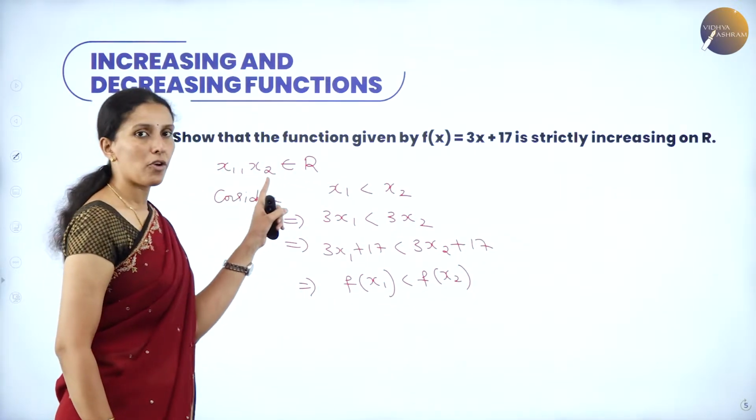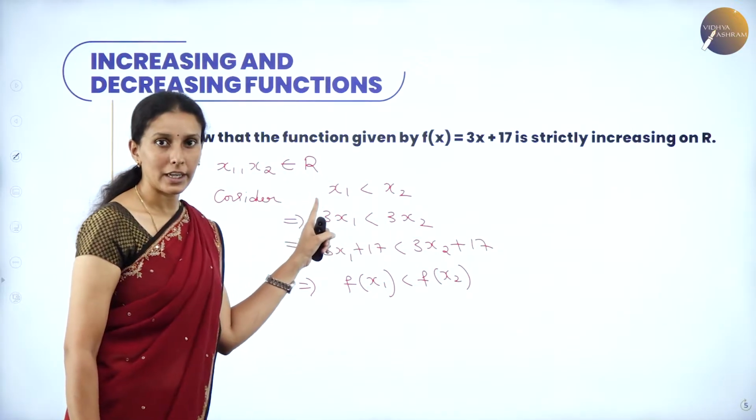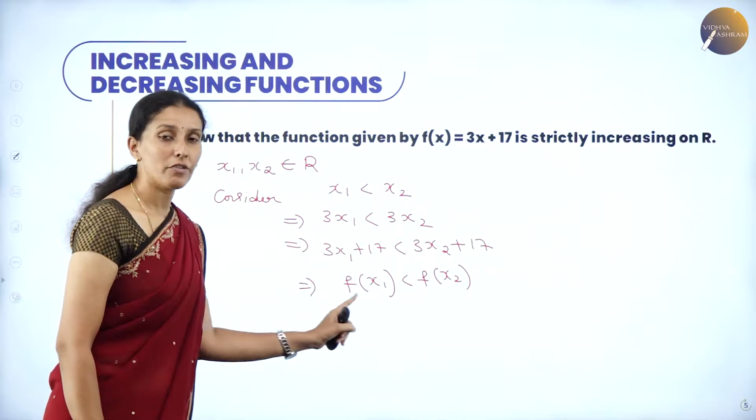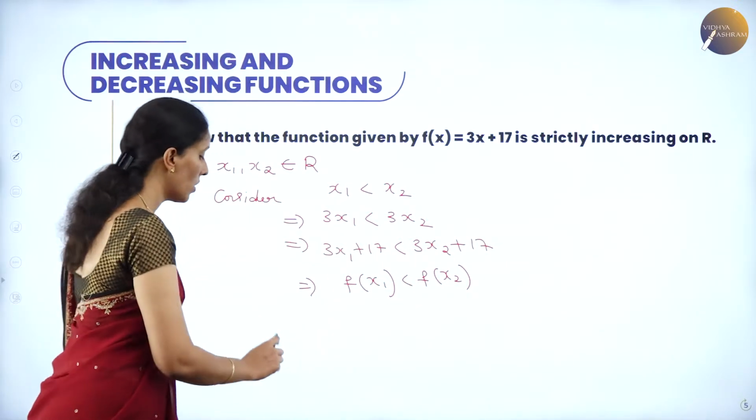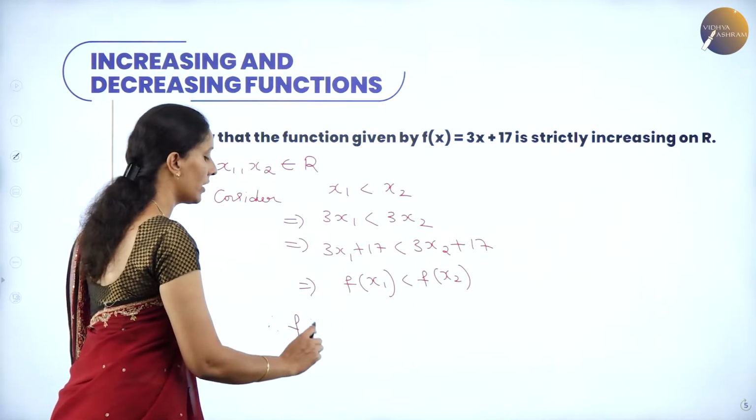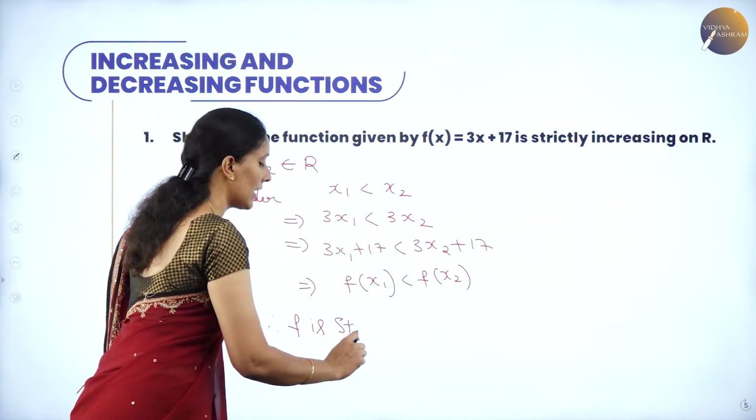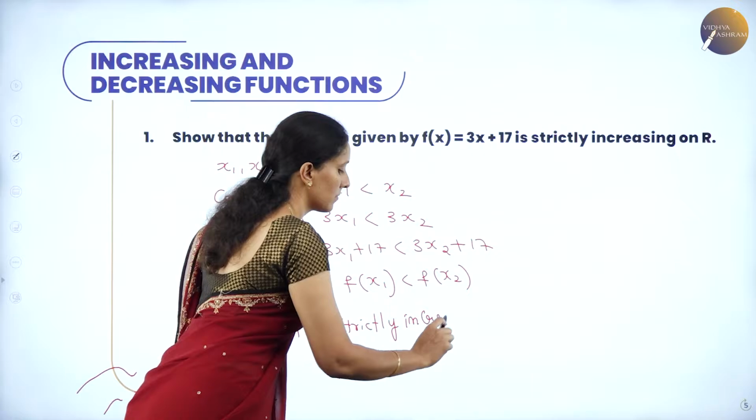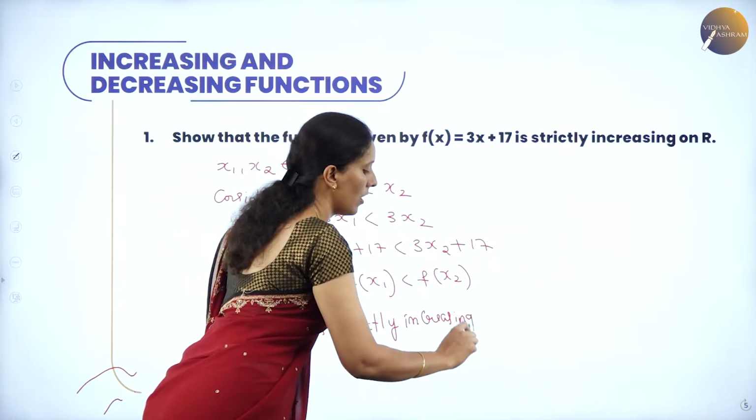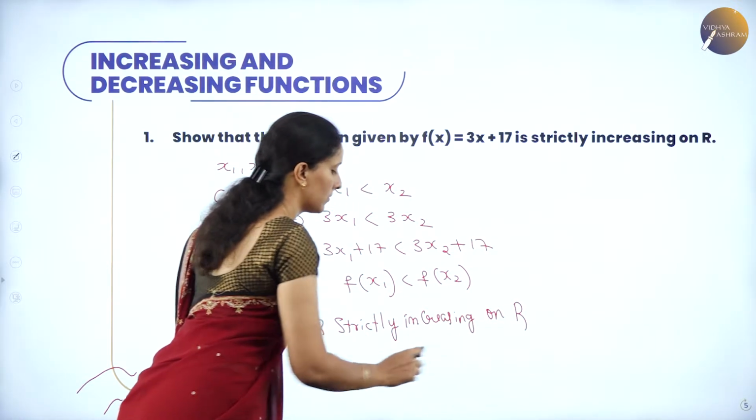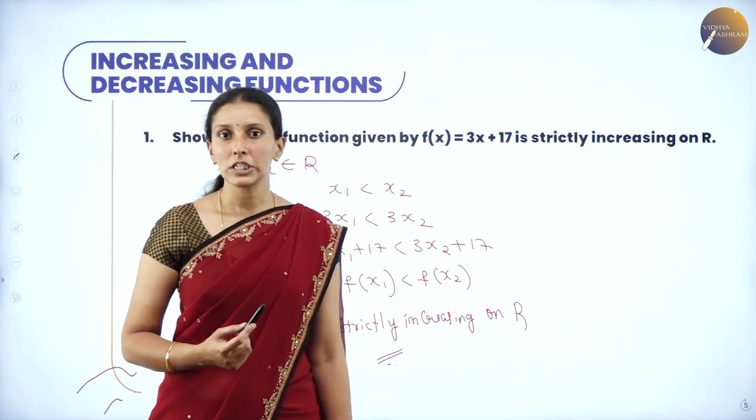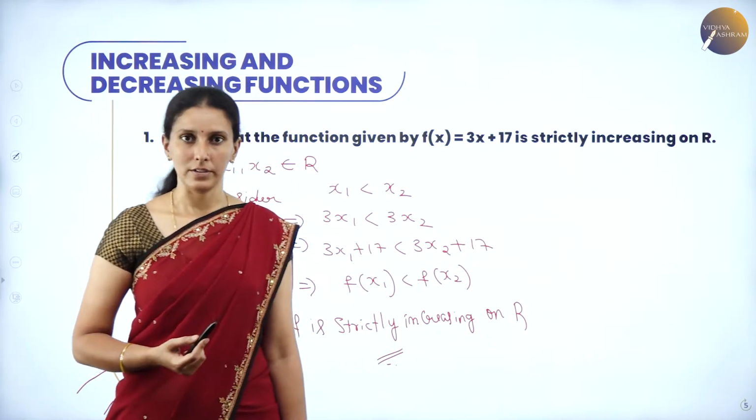Remember, for all x1, x2 belongs to R, we have taken x1 is less than x2 and we have arrived at the condition f of x1 is less than f of x2. So therefore, what we can conclude here, f is strictly increasing on R. So similarly, we can show whether the given function is decreasing or strictly decreasing.